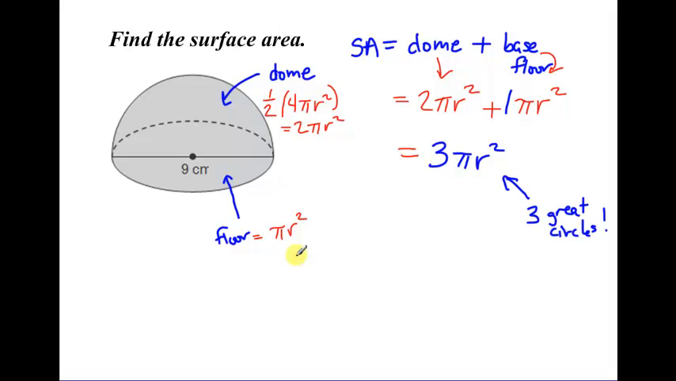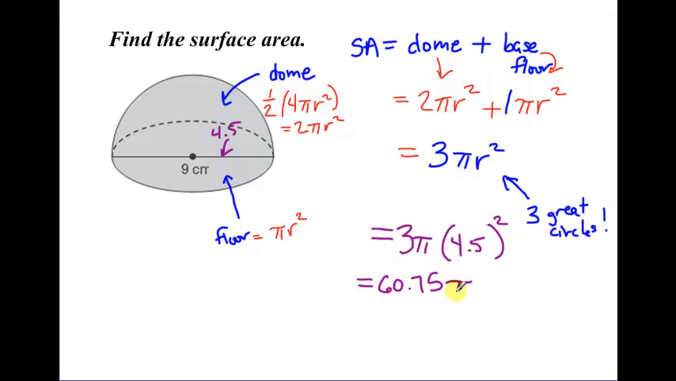All right, let's plug in what we know. So we're going to just go for it. We've got 3 pi times our radius squared. Our radius here is going to be half of that 9, or 4.5. We're going to square that. Okay, now let's crank it out. Comes out to be 60.75 pi. Cubic centimeters.